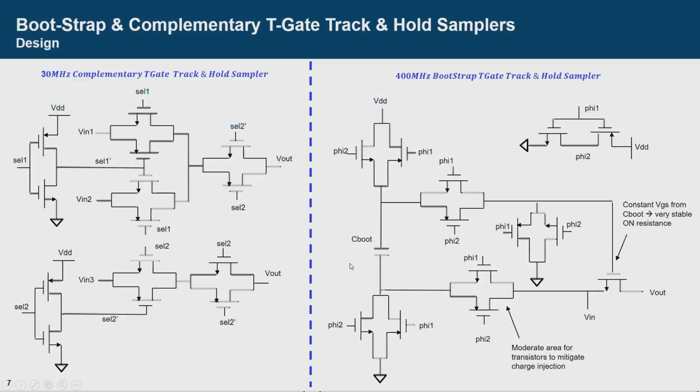On the right is the 400 megahertz bootstrap T-gate track and hold sampler. It is also comprised of inverters and complementary T-gates. There is a boot capacitor right here that is applied to the VGS of the output switch, leading to a constant VGS, which leads to a very stable on resistance.